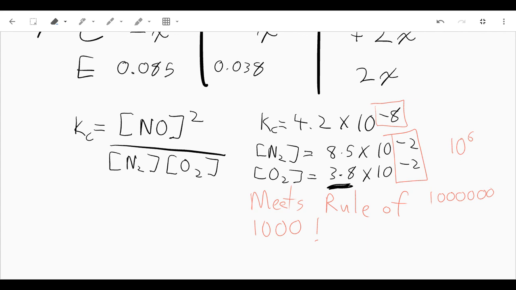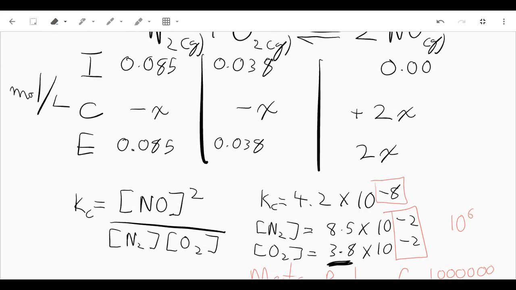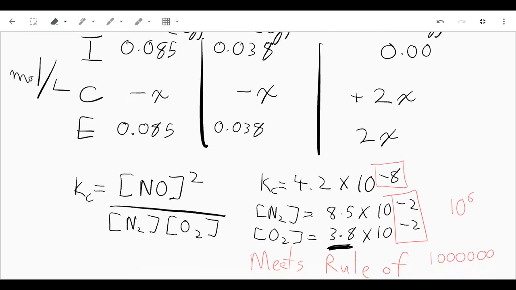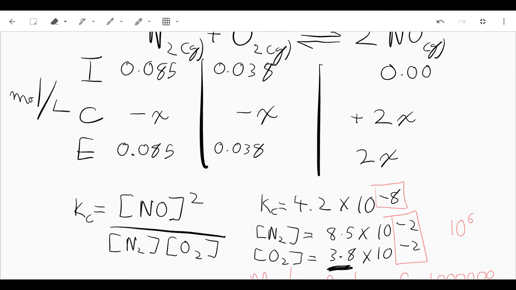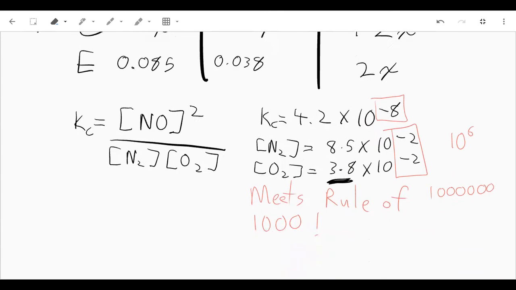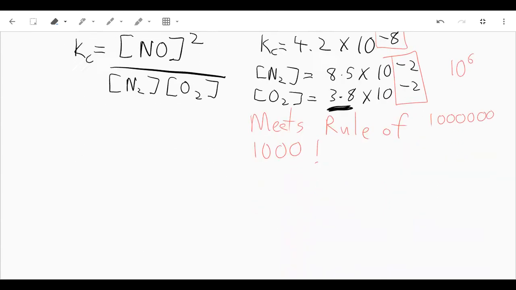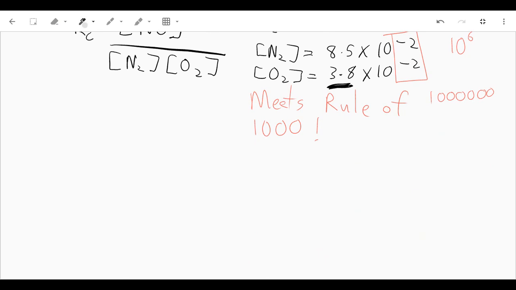So it's going to be a very, very tiny change. Mathematically, it's going to work out to be the exact same number in the end, whether or not you include that minus x in both of these equilibrium values. This makes our life much, much, much easier when we do this calculation.